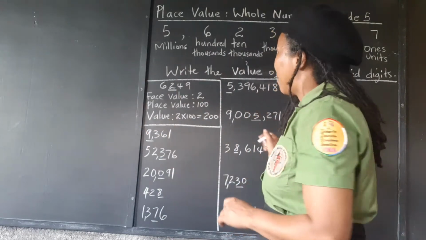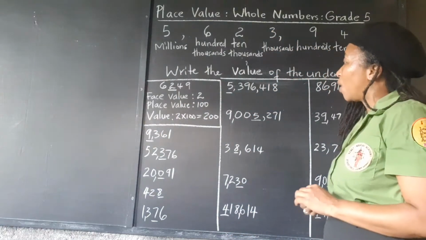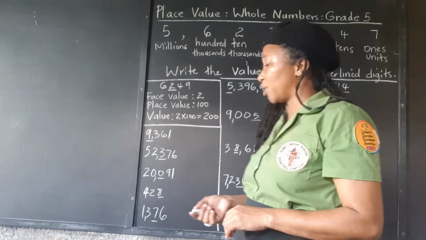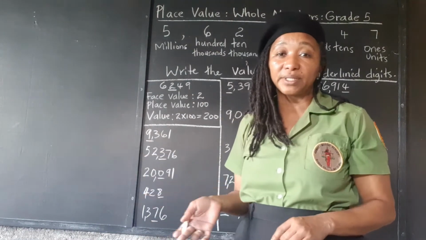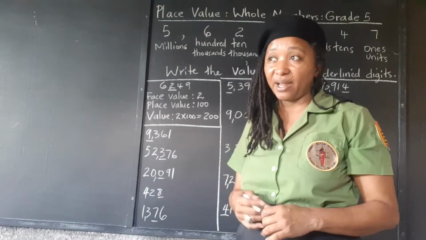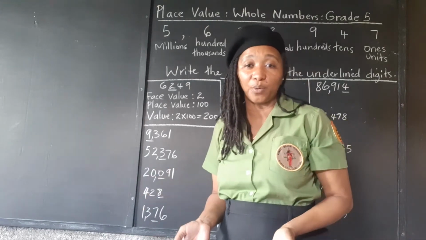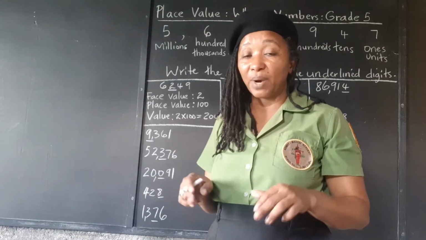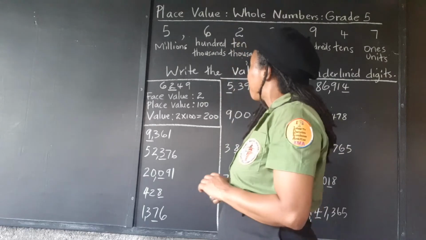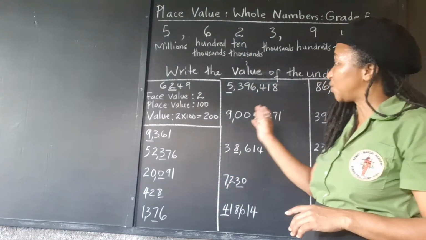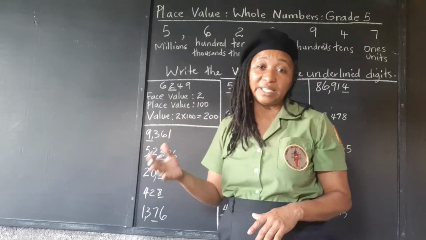Infinity. Alright, so what we're going to be doing today is looking at some numbers where the digits are underlined, and we're just going to say what's the value of that digit in that particular number. First of all, let us look at what we mean by the value of a digit.